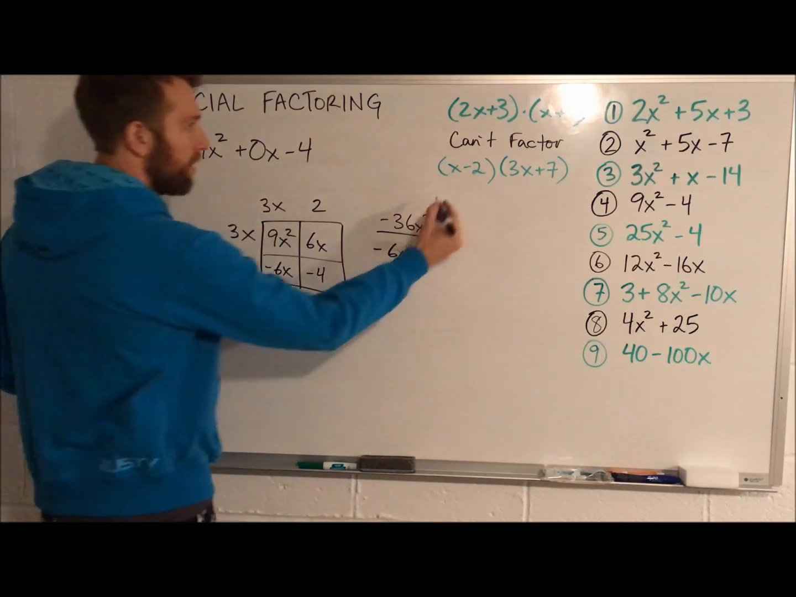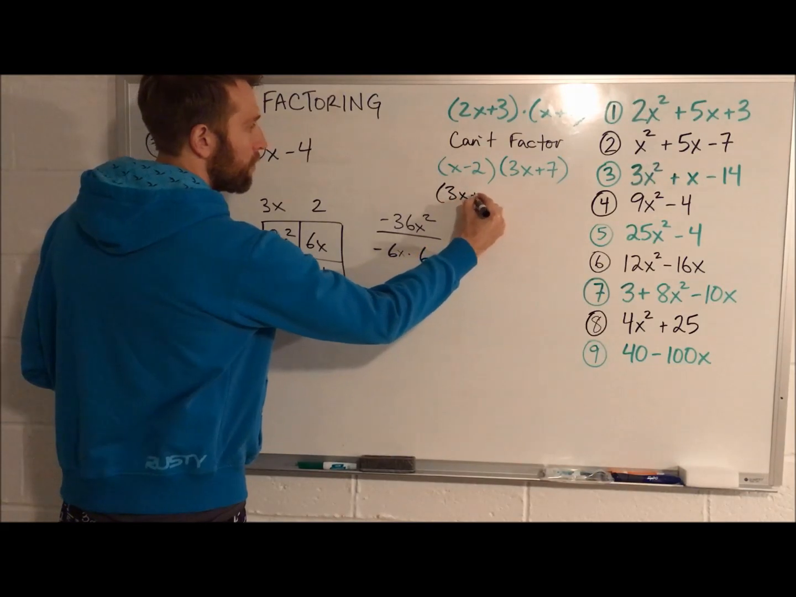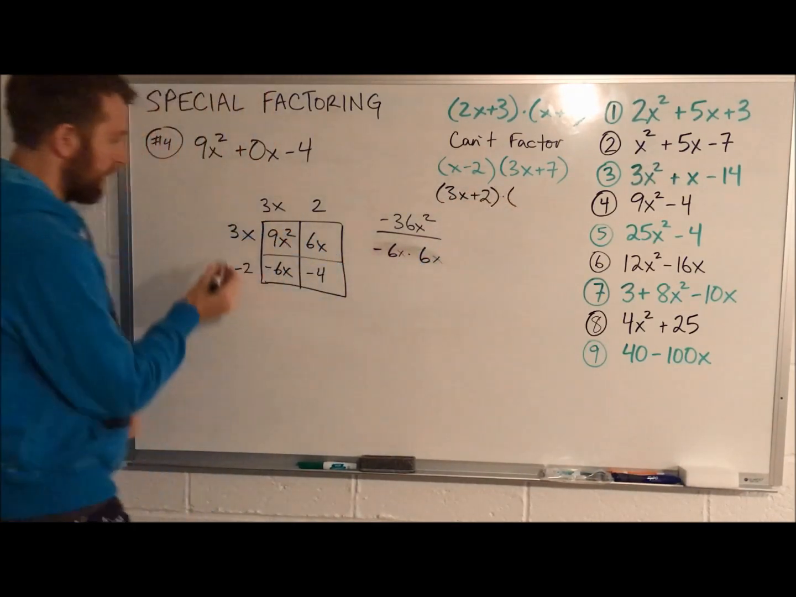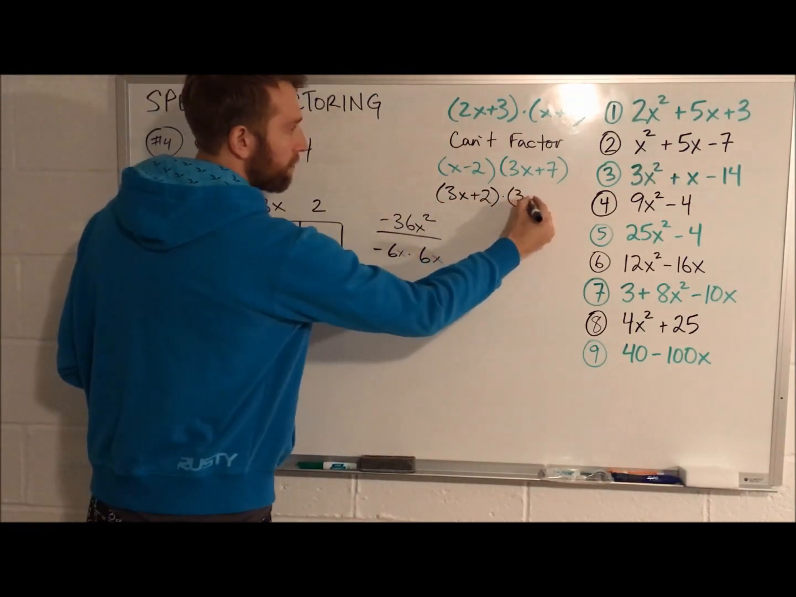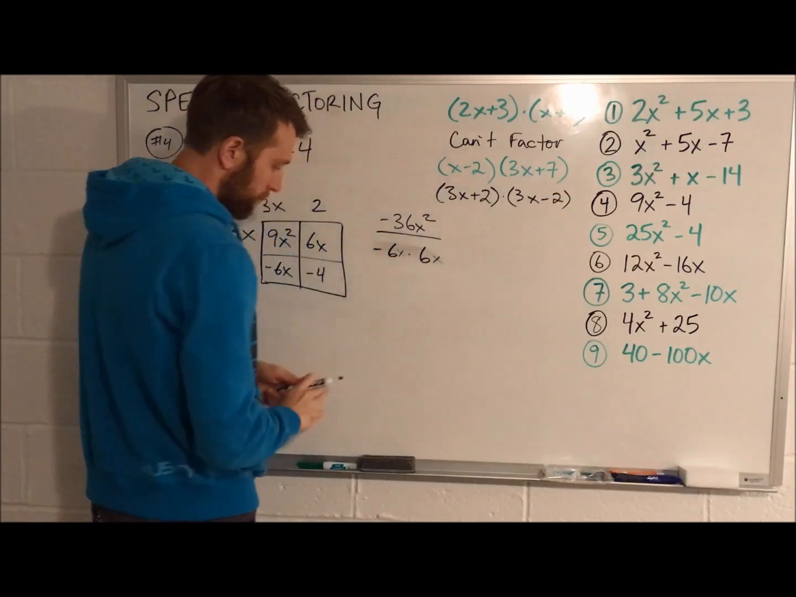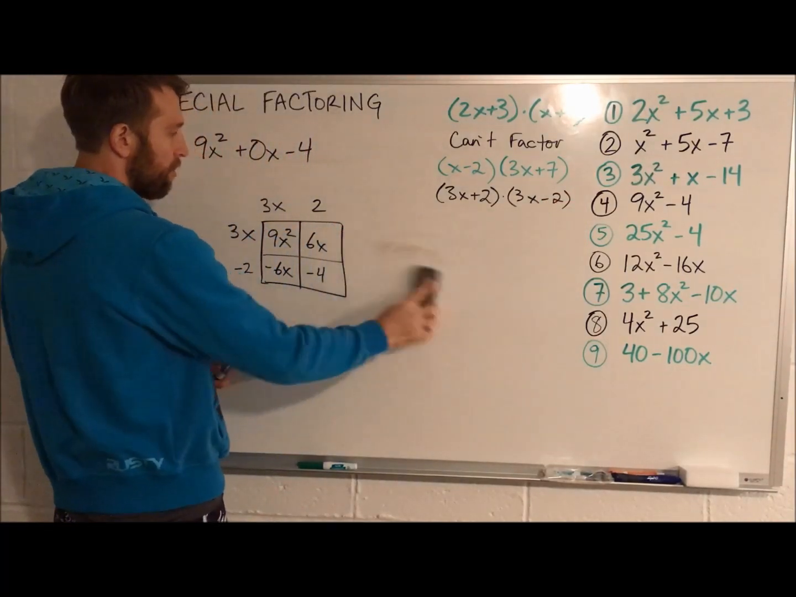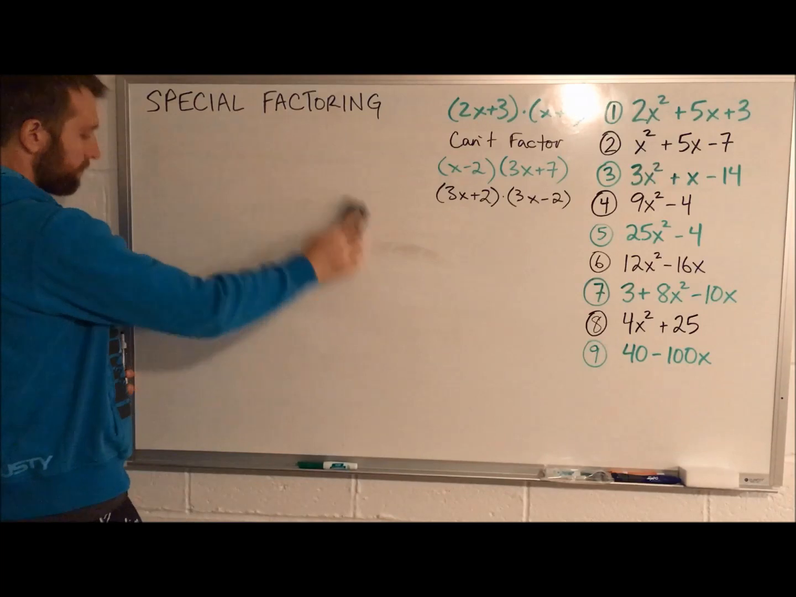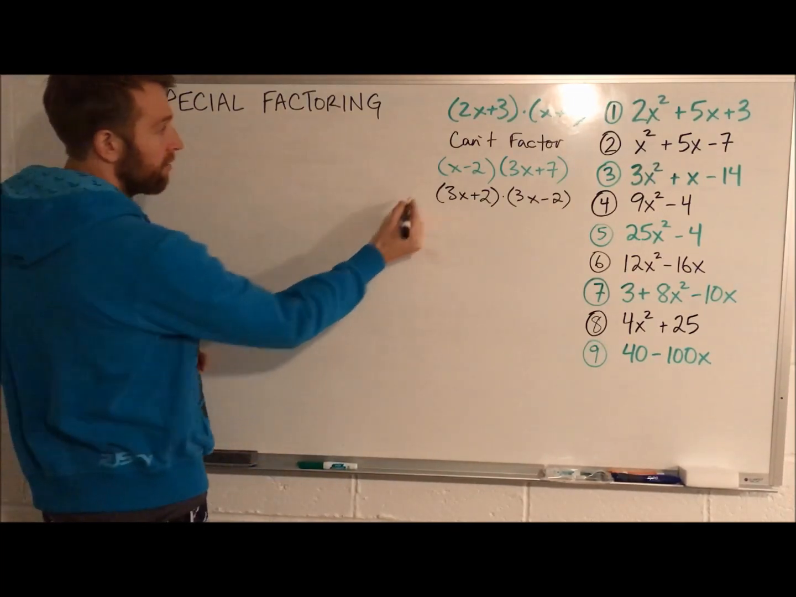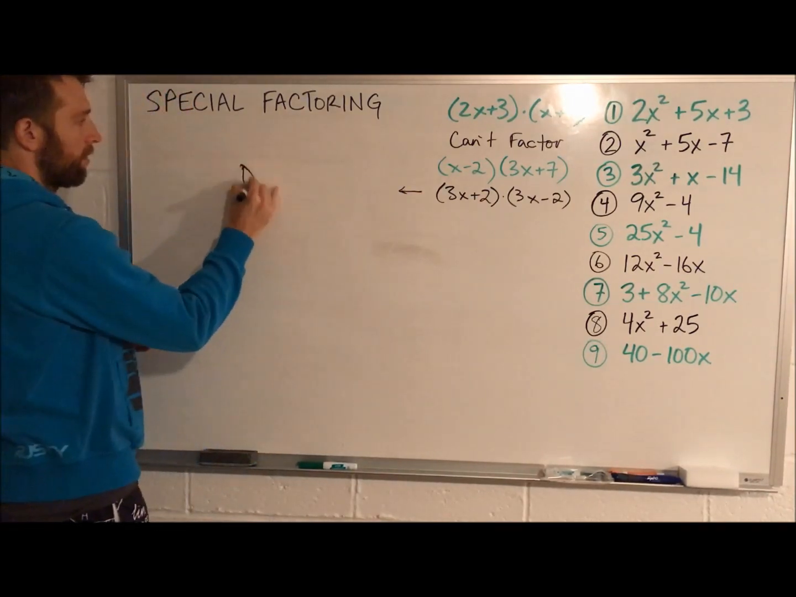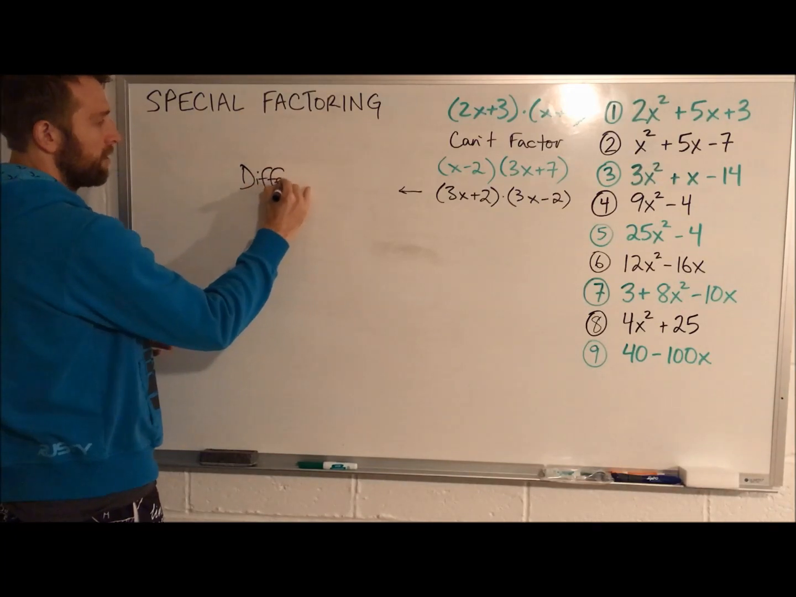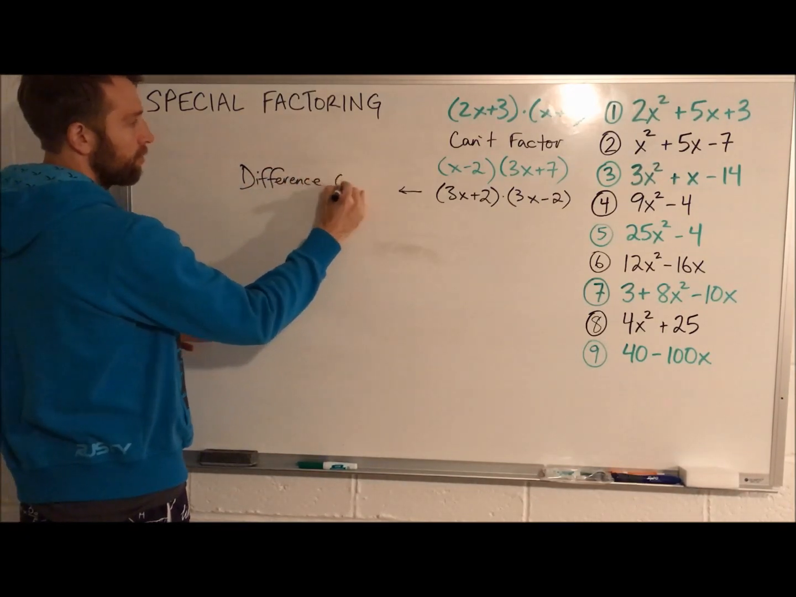I got 3x plus 2, and I got 3x minus 2. This problem, we can go ahead and add a vocab word here. This is called a difference of squares. Let's think about what those words mean for difference of squares.